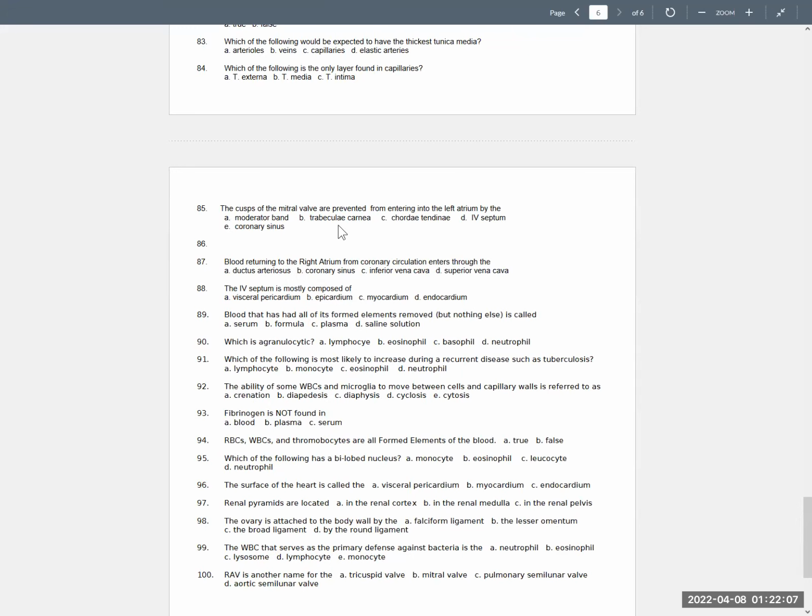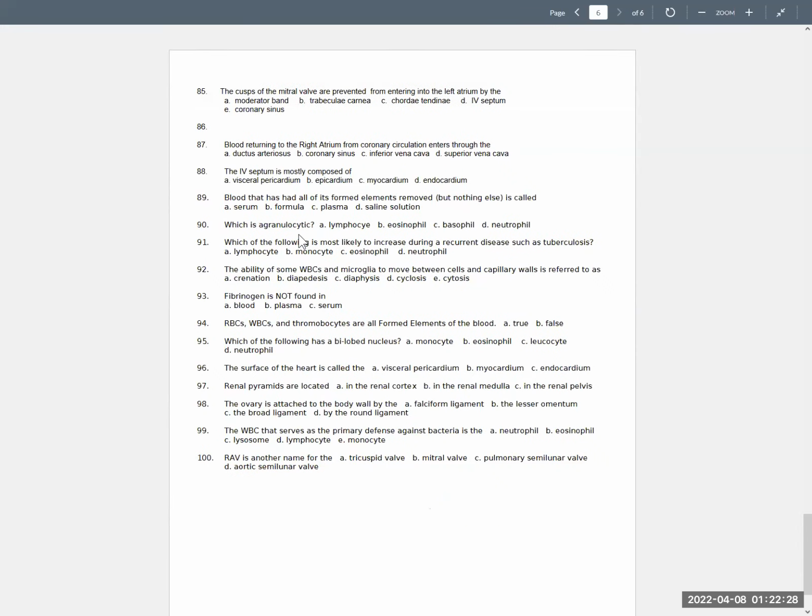85. The cusps of the mitral valve are prevented from flowing backwards into the left atrium by what? The chordae tendineae. Yes, chordae tendineae. I don't know what I did with 86 on this one, but it's not there. Doesn't matter.